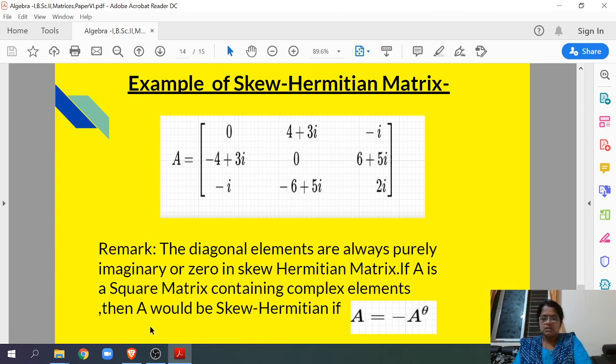The diagonal elements are always purely imaginary number or 0 in skew Hermitian matrix. Then and then only they will satisfy the condition which is given in the definition. If A is a square matrix containing complex elements, then A would be skew Hermitian if A is equal to minus A raised to theta.